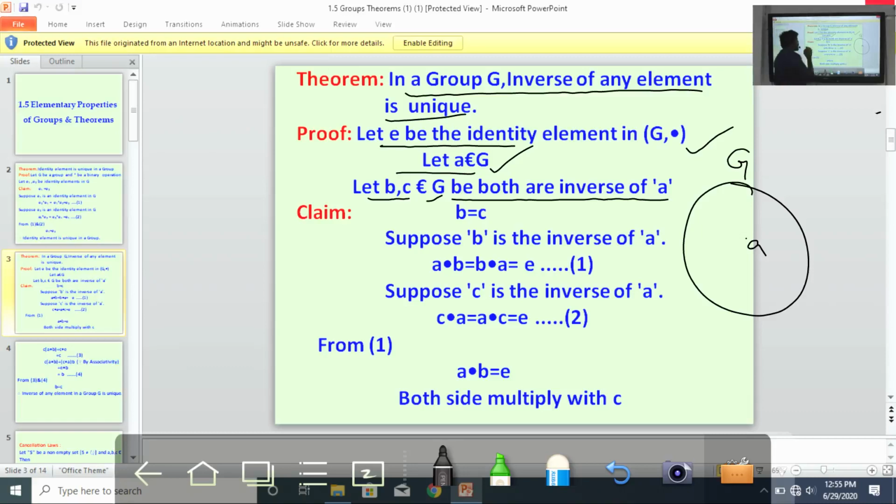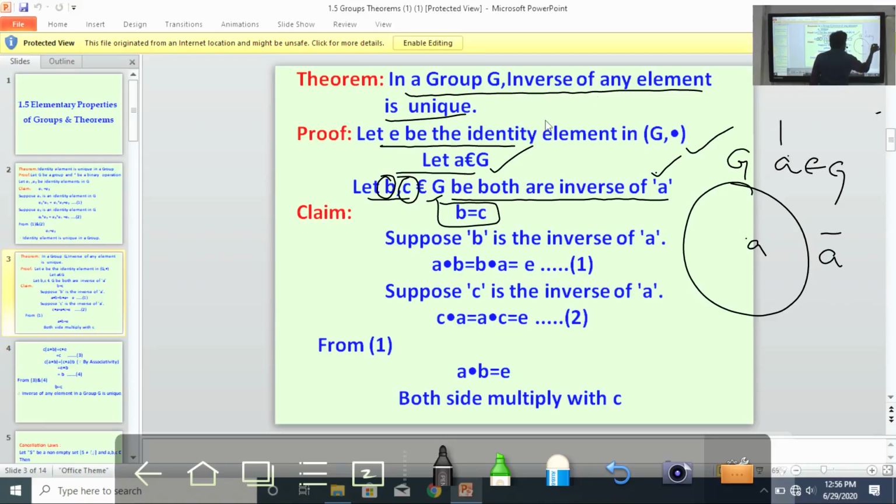But now you take what are the inverses of A? One is B, another one is C. Now we show that B equal to C. Then inverse of any element is unique. Understand? I repeat once again. Take in the group, take A belongs to G. Now you find the inverse of A.